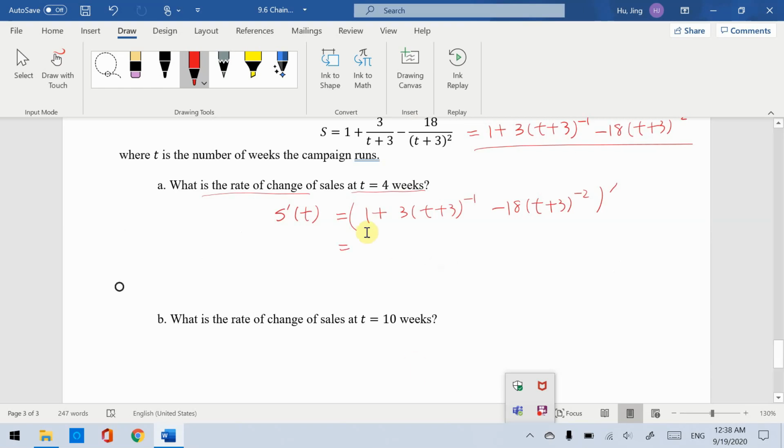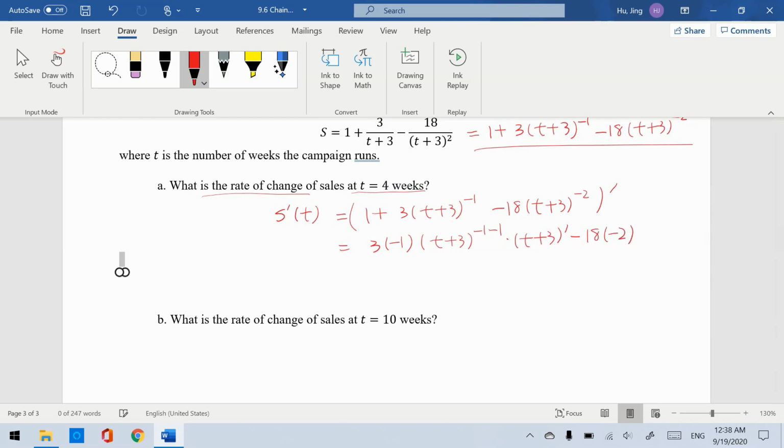So the 1 is a constant, so it is 0, right? So the second term is 3, then negative 1 jump down, then negative 1 need to downgrade 1, minus 1. Then be careful, t plus 3 is not the destination t. So you need (t plus 3) prime. Then the last term, the third term, is negative 18. Then negative 2 jump down. Be generous, use the parentheses. Then (t plus 3), then you downgrade 1, right? Then (t plus 3) prime.